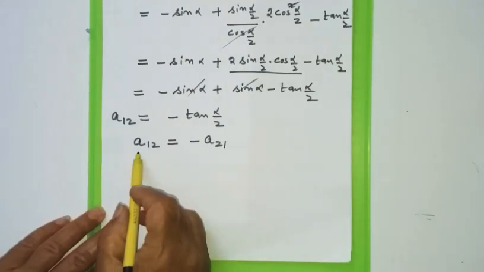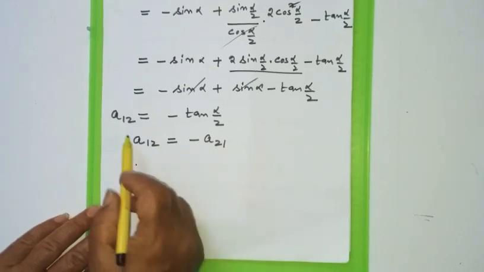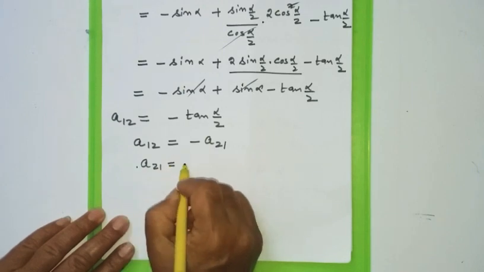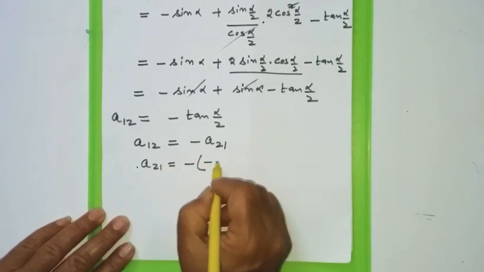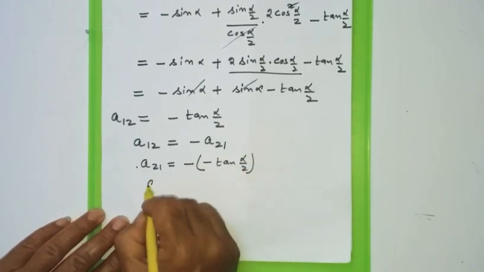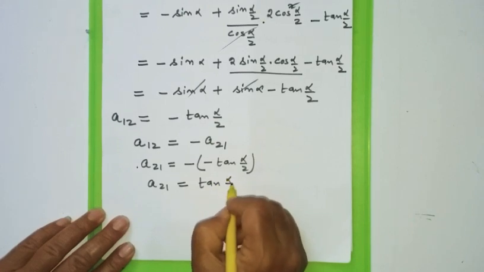Now we already know that A12 is equal to minus of A21. So the value of A21 should be negative of the value of A12, that is negative of negative tan alpha by 2. So we get the value of A21 to be tan alpha by 2.